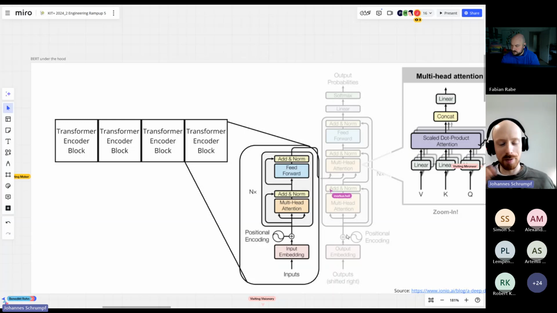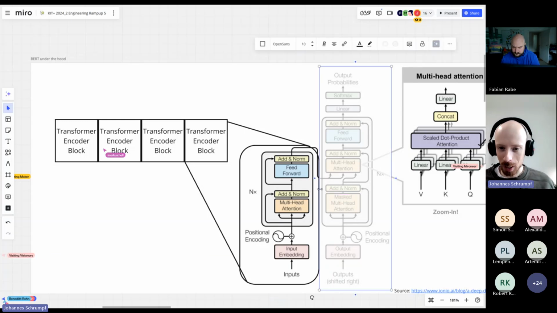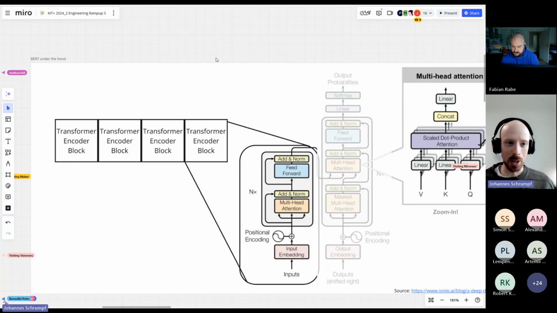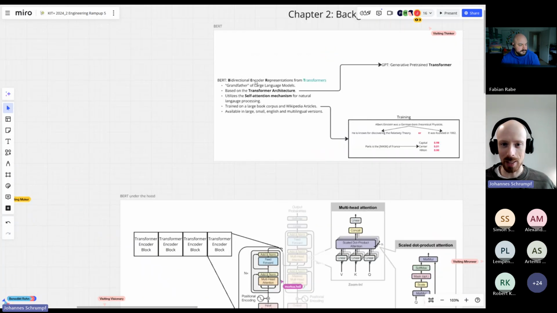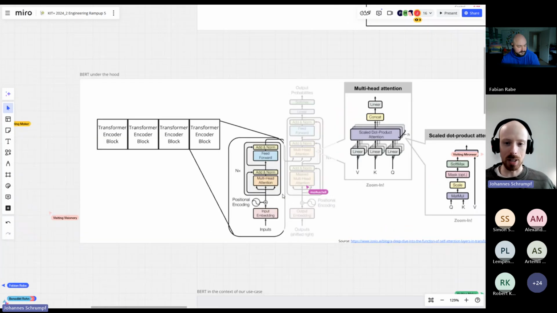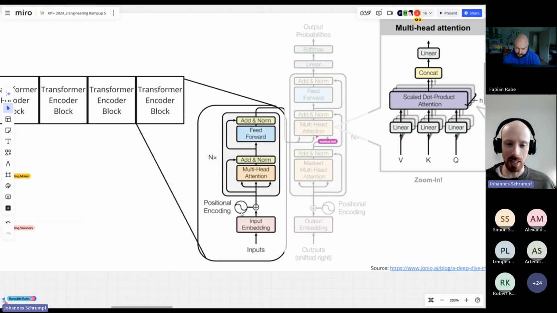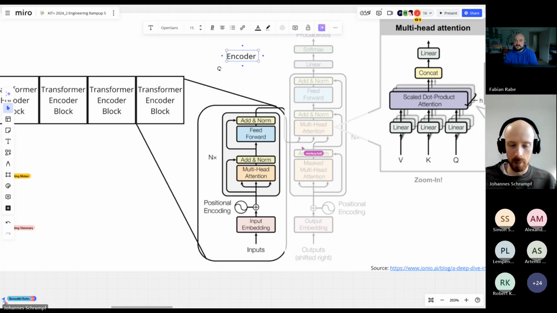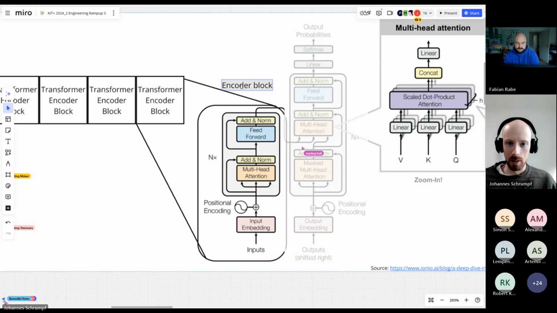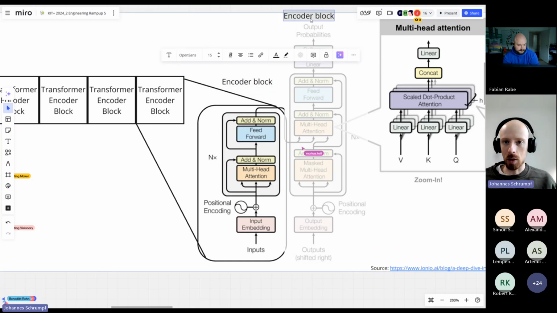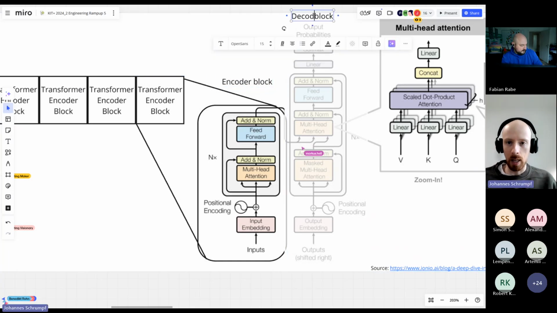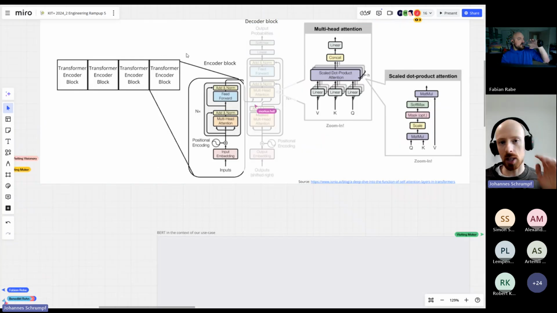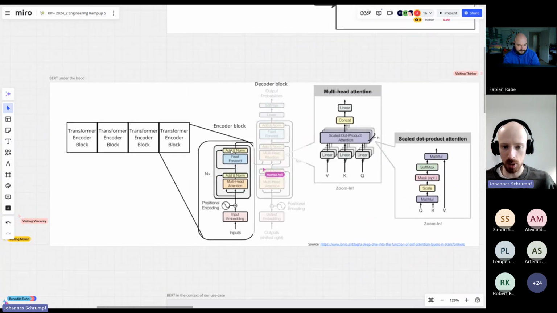There are two different kinds of blocks in the transformer architecture. There's the encoder block and the decoder block. And as the name BERT already suggests, remember there's the encoder in the name, it just uses this left side, the encoder block, and it does not use the decoder block. The decoder block is something that you use if you build a large language model that is supposed to generate text as an output.